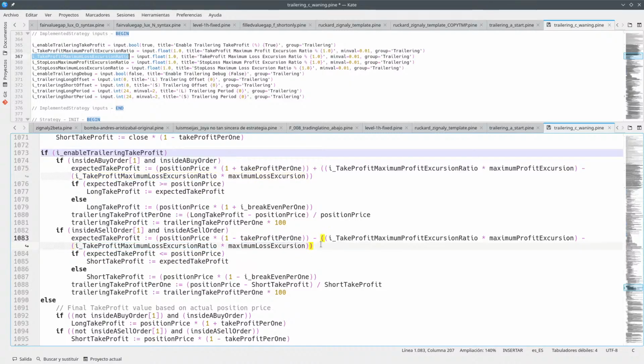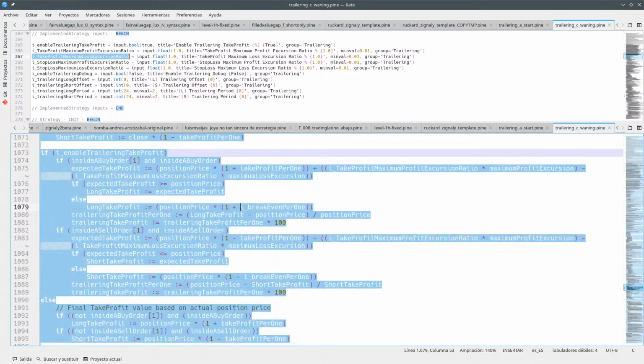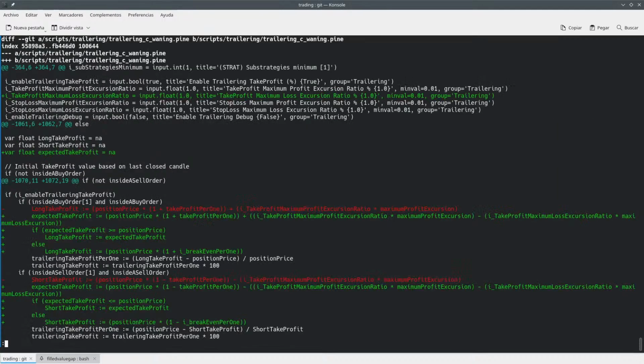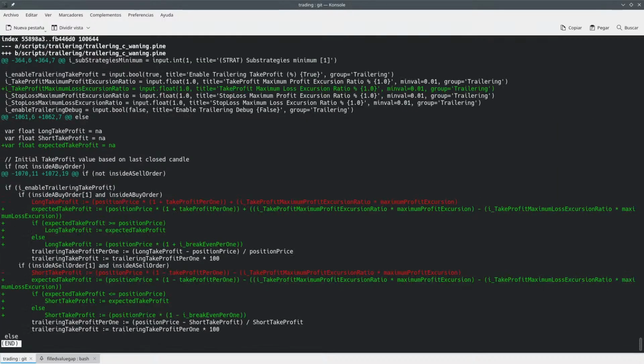So what we are doing is taking into account the take profit, the maximum profit excursion, and if this expected profit is higher than the position price, then we use it, otherwise we use the break even. So that's going to help us not to have any problem. So right now we should have some settings here.